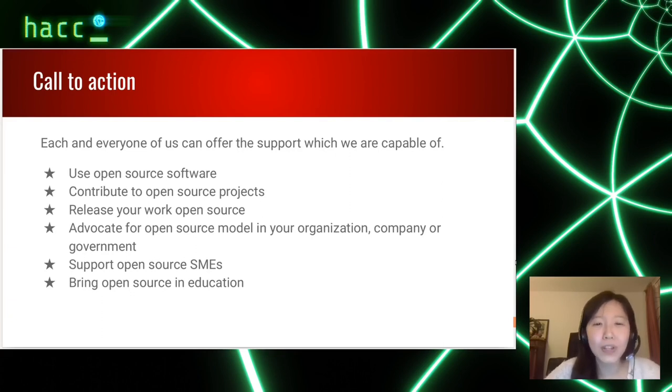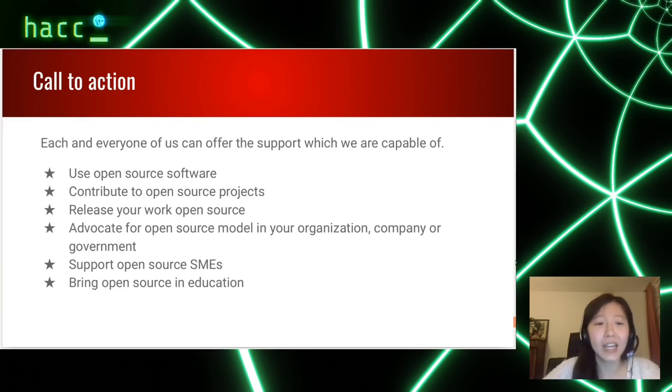Support open source small and medium enterprises. If you could give a contract or hire someone to work, why not work with small and medium companies? We don't want open source to be a battlefield for corporations and multinational companies anymore. We want more companies to come and also be part of the ecosystem.